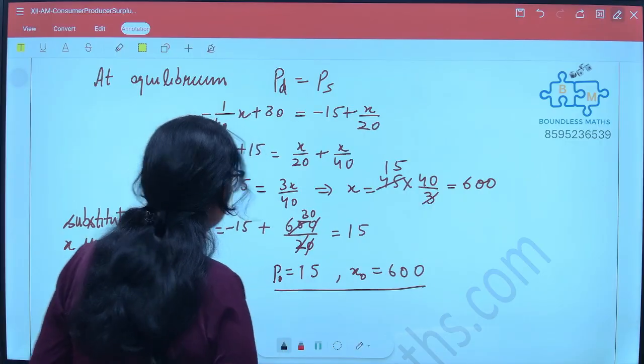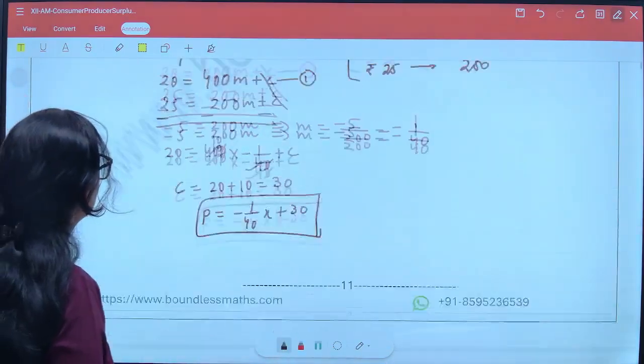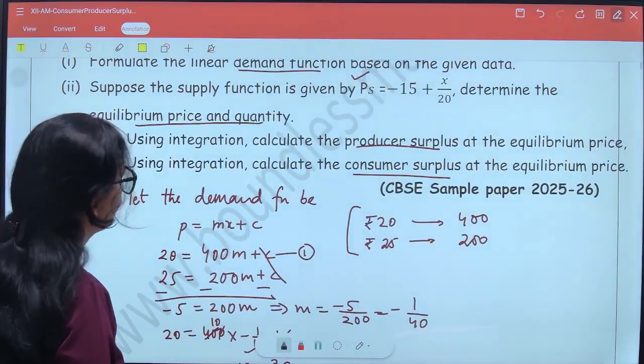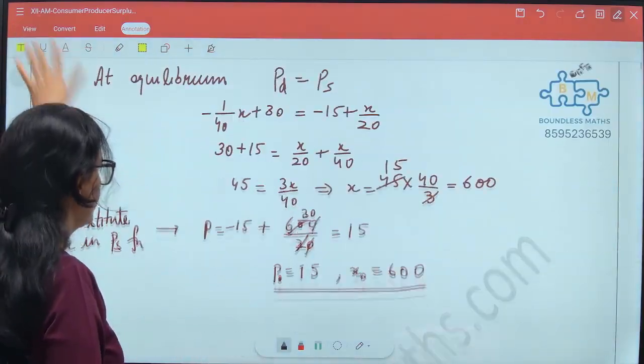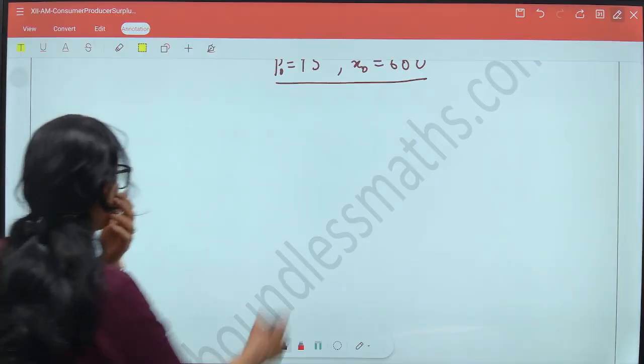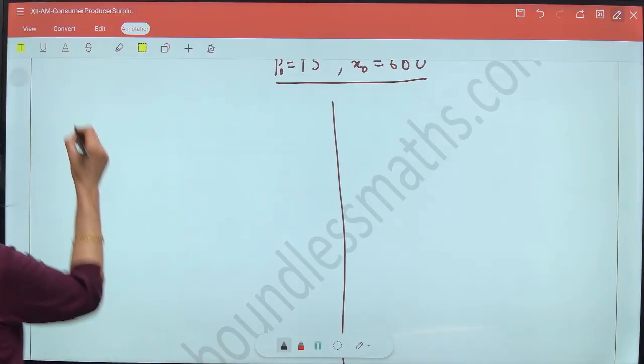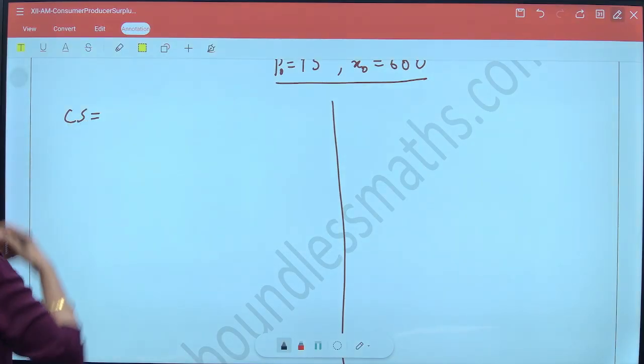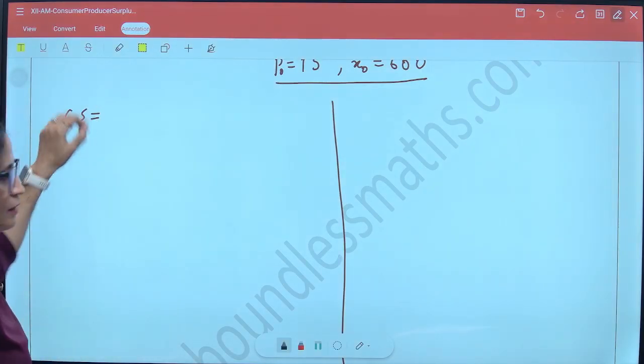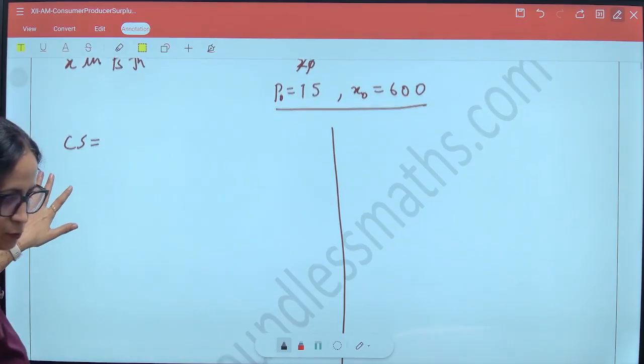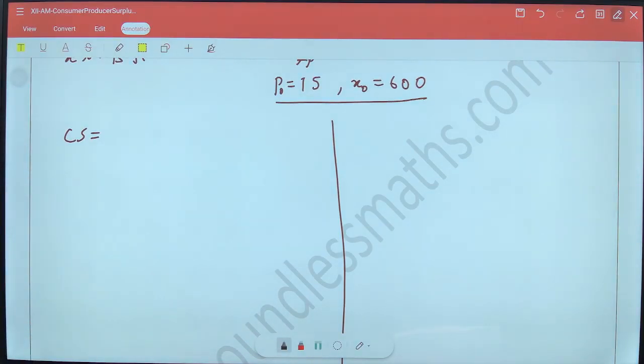Now we have both these values, we can now find producer and consumer surplus. So now we need to find both the producer surplus and the consumer surplus. So let's first start with the consumer surplus. Write the formula. I am skipping that and putting the values straight away, but you need to write the formula first before you solve, because otherwise you lose your half mark.